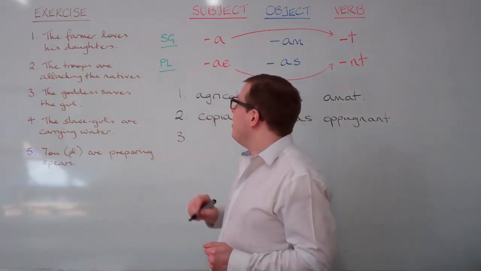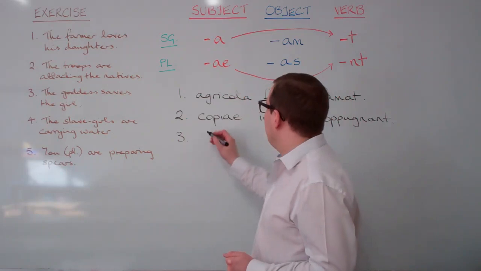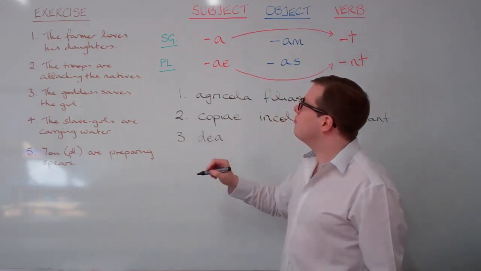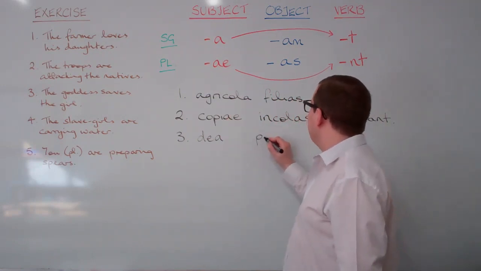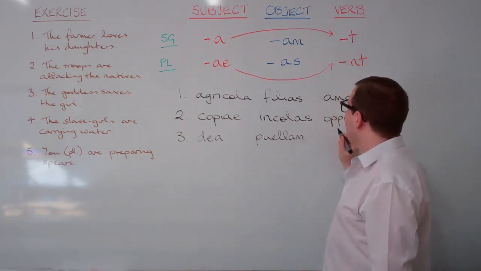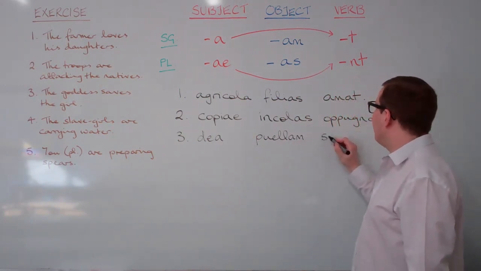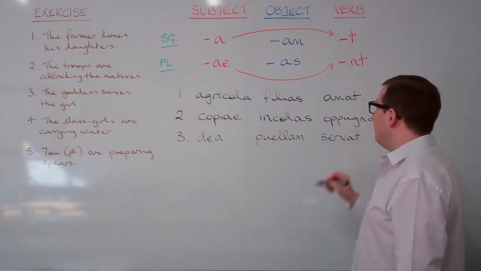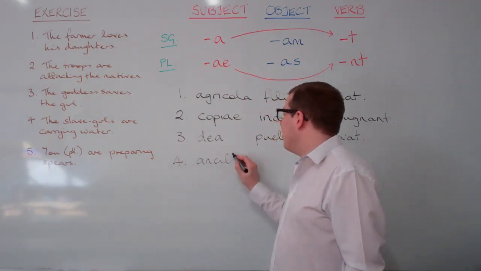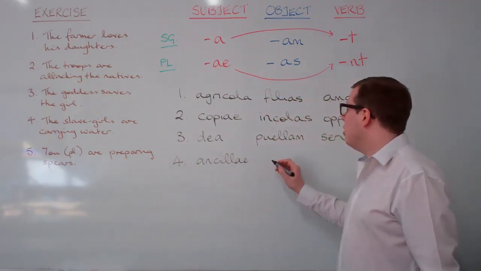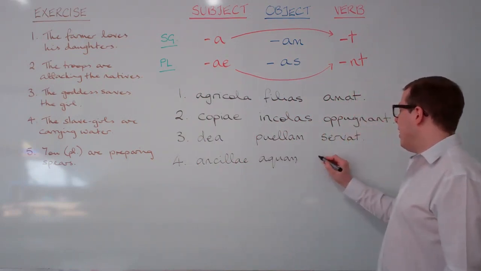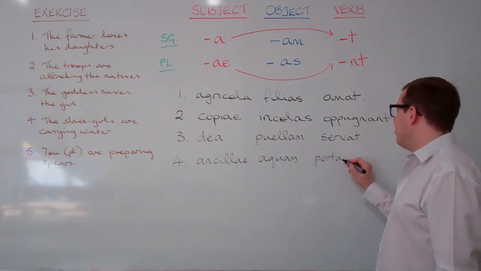Okay, number 3, the goddess saves the girl. The goddess is in the singular and nominative, she's the subject. The girl is the object, she'll go in the middle, in the accusative singular, puellam, and the verb at the end, she's doing the saving, servat. Likewise for number 4, multiple slave girls, they're going to be nominative plural, like so. Aquam, here in the accusative singular, and then they are carrying, portant, at the end.